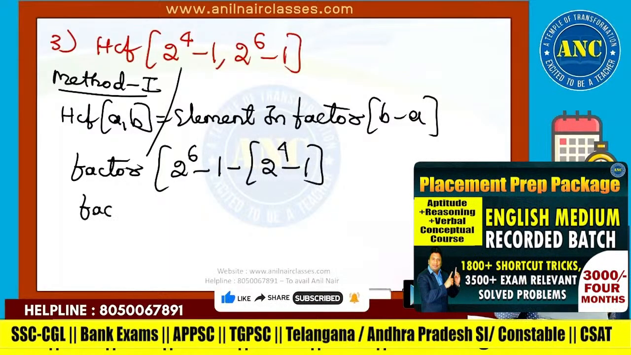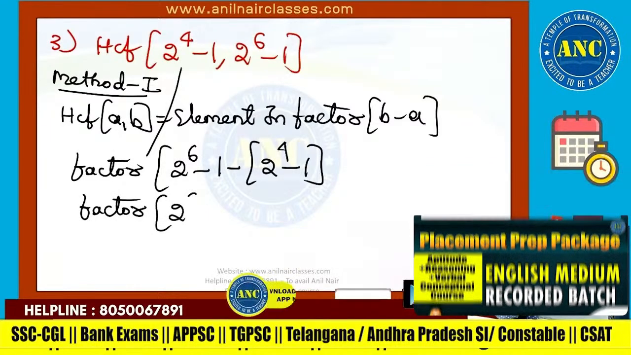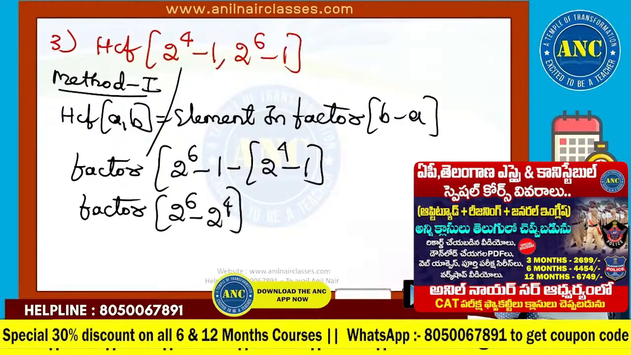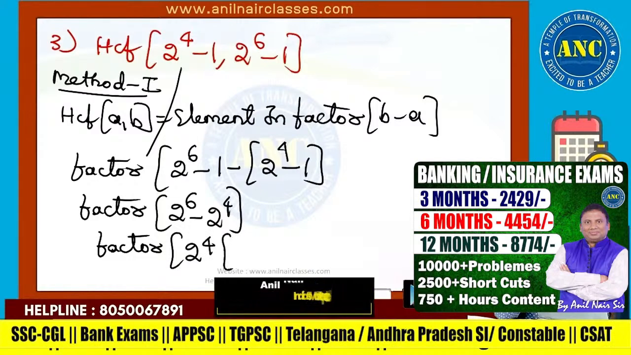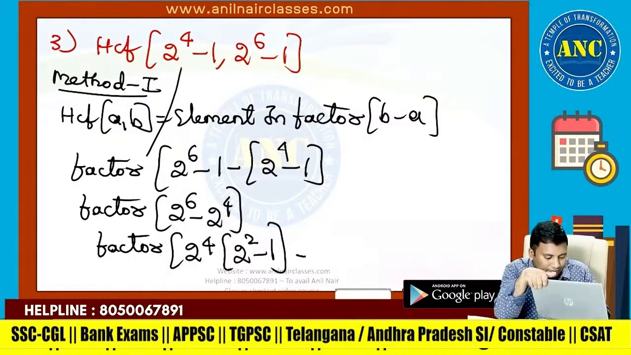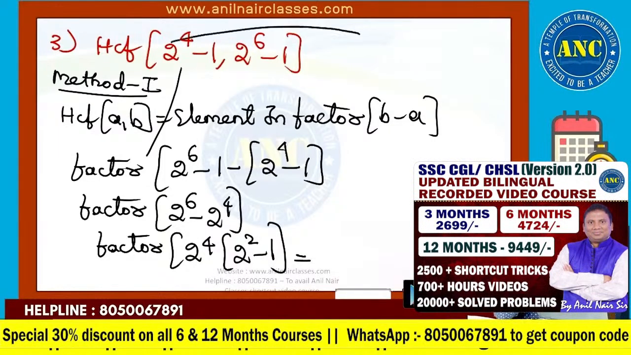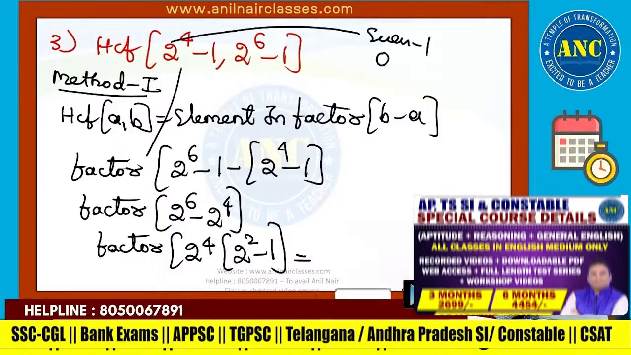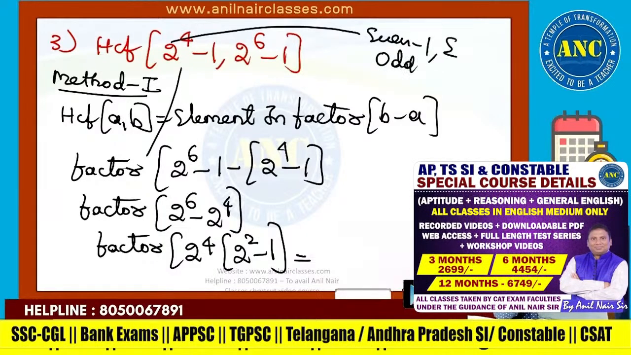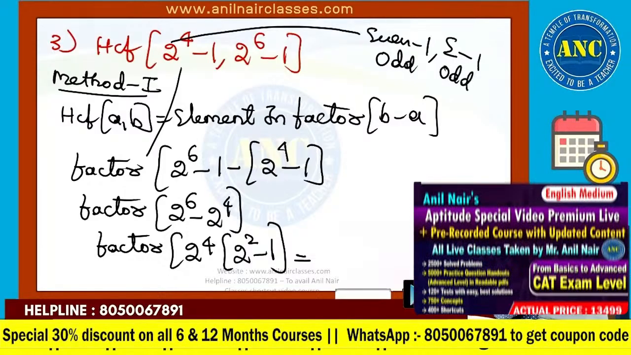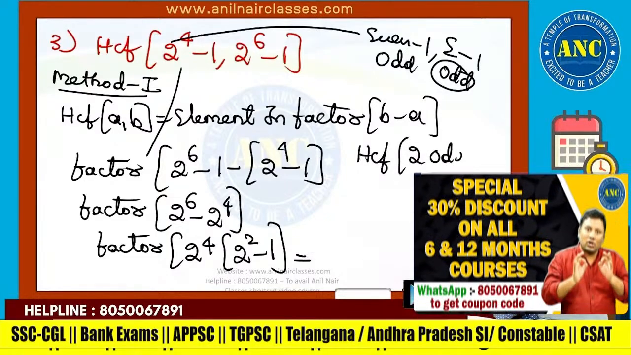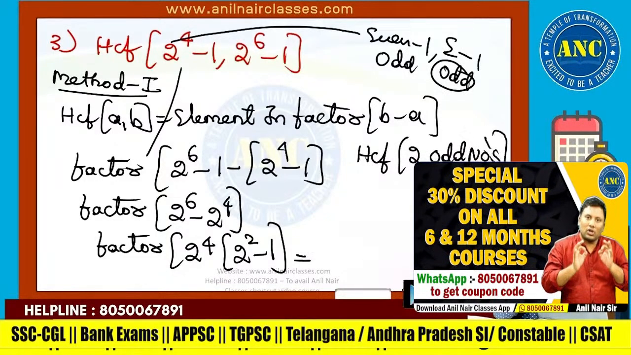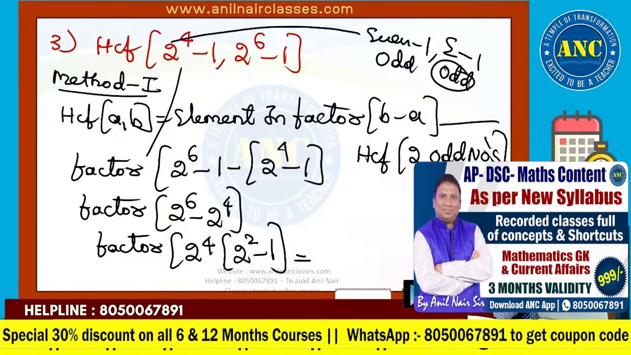This is a factor of 2 power 6 minus 2 power 4, which is nothing but a factor of 2 power 4 into 2 square minus 1. 2 square minus 1. 2 is an even number. Even number minus 1 is an odd number. HCF of any two odd numbers, the answer will be an odd number.